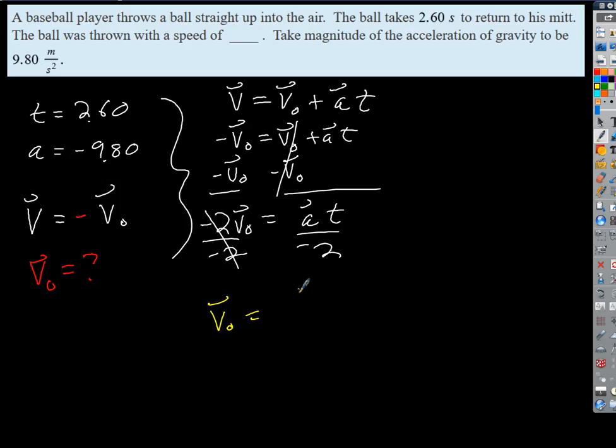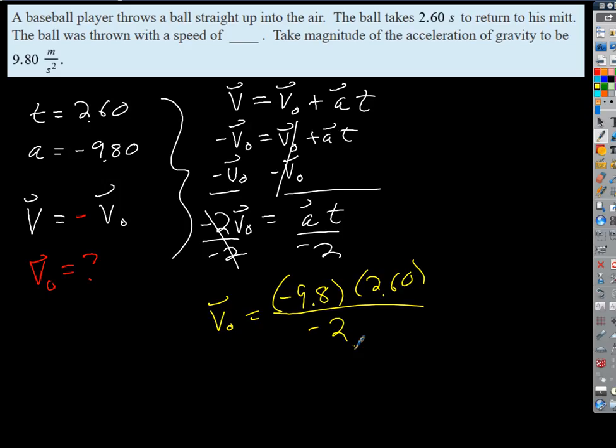Well, let's plug and chug here. A, you told me, is negative 9.8. T is 2.60, divided by negative 2. That's going to give me an answer, isn't it? What's the sign of the answer going to be? Positive, right? Makes sense, because we threw it upwards. Okay, that's one way to do it.